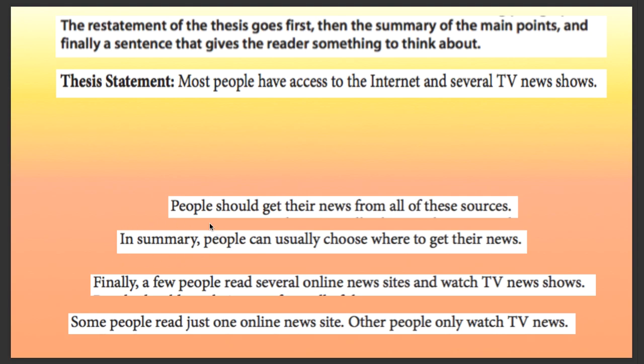We figure this is going to be the first sentence in the conclusion because it has our link that shows us this is where the conclusion's coming. In summary, people can usually choose where to get their news. This is a restatement. People have access, they can choose. Internet, news shows, where to get their news. Now, take a moment and try to think which sentence comes next.